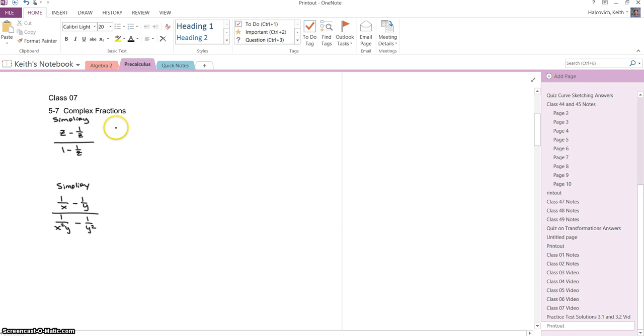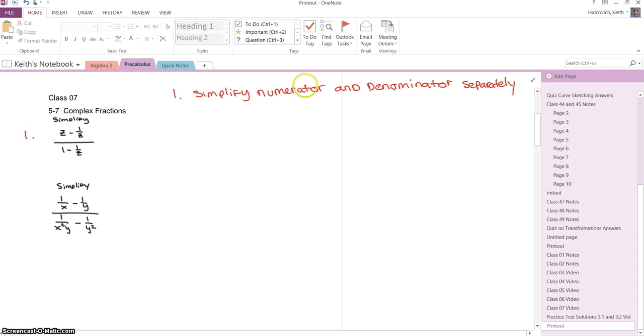There are a couple of steps. First, we want to simplify the numerator and denominator separately. So we'll do this problem here. We'll skip this one for the purpose of the video.